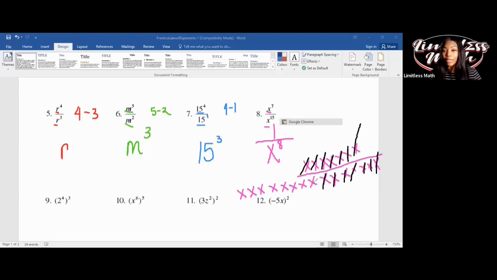So these are on the bottom. We have 1, 2, 3, 4, 5, 6, 7, 8. Therefore, it is 1 over x to the 8th because you wouldn't leave this empty. You put a 1 up there to hold the place. Okay, so that is the quotient rule.